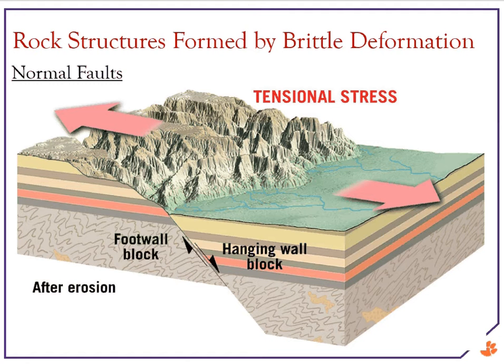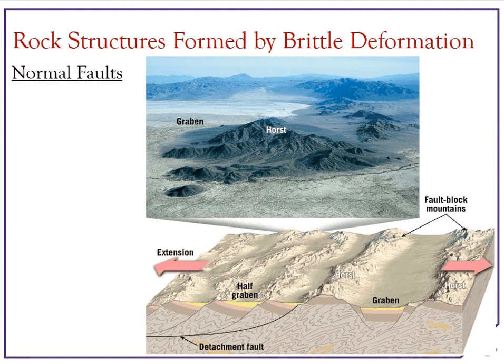The first one is the normal fault. In this case, we will have tensional stress. So we'll be pulling the rock body from both sides away from its center. In this case, the fracturing is going to occur somewhere in here, and one side of that rock body is going to move downward, while the other side stays at its original position. We call the side moving downward the hanging wall block, and the side that stays in its original position the footwall block.